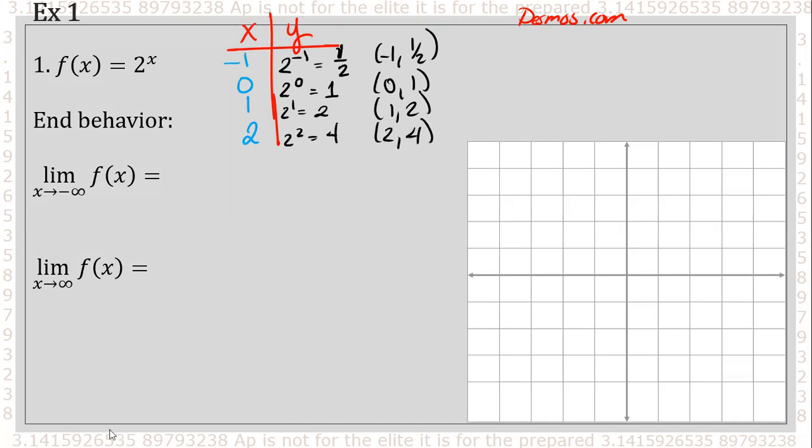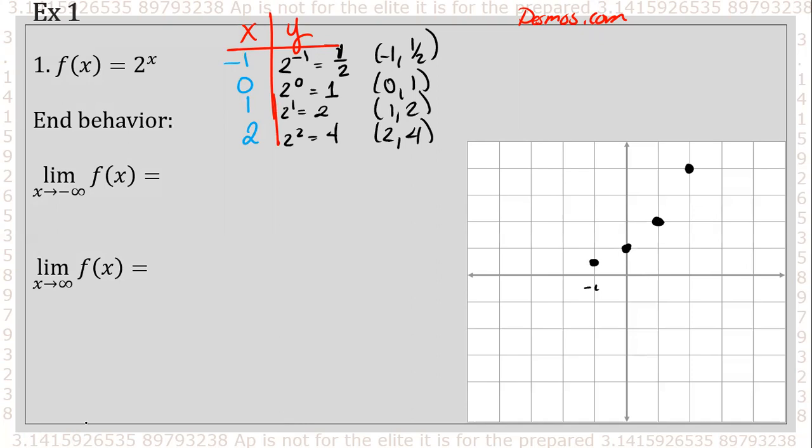Okay, so let's plot these points. -1 is right here, and 1/2 is right over here. The next one is 0 and 1. The next one is 1 and 2. And last but not least, my next point is 2 to the right and 4 up, like so.